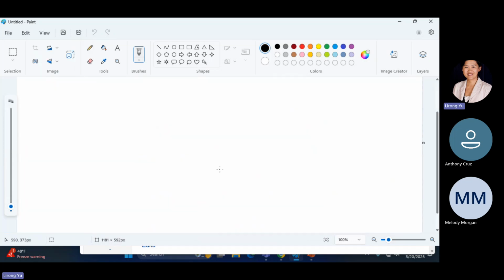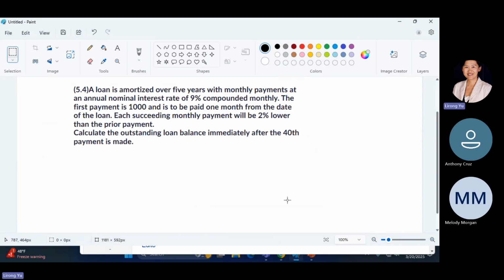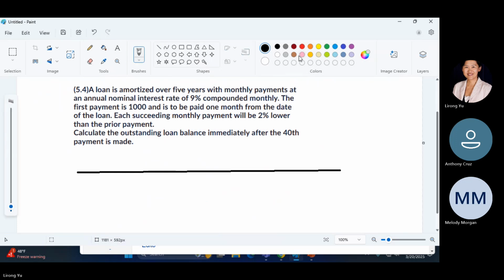So the one on the paper is trying to calculate the outstanding loan balance. If you look at the timeline, the total number of payments is, it says a 5-year loan, and we are making monthly payments, so 5 times 12. We were supposed to have 60 payments. So here we have 60.